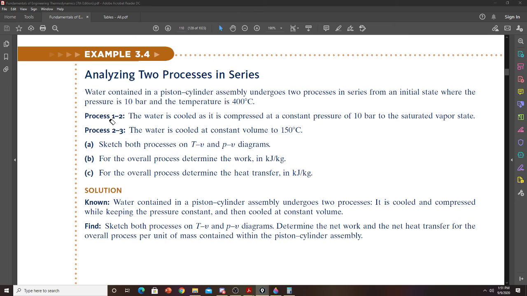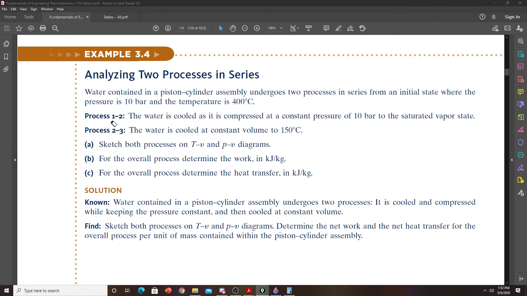It tells you process 1 to 2. It says the water is cooled as it is compressed at a constant pressure. So you have to once again take out some information here. Water is cooled, that means that heat is leaving, right? It is being compressed, which means that volume got smaller, because if something is being compressed into a smaller area, volume had to be lowered and pressure had to go up. And then they gave you the saturated vapor state as the last one. They said, okay, it's also saturated vapor. So you have to extract the information out of these statements.